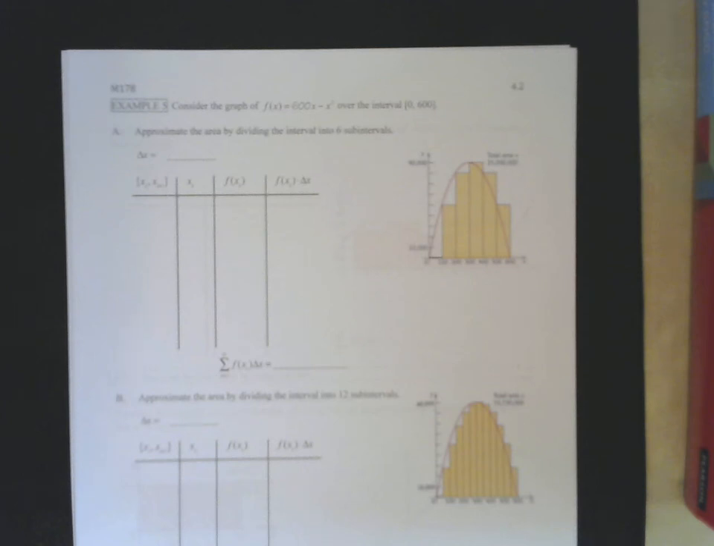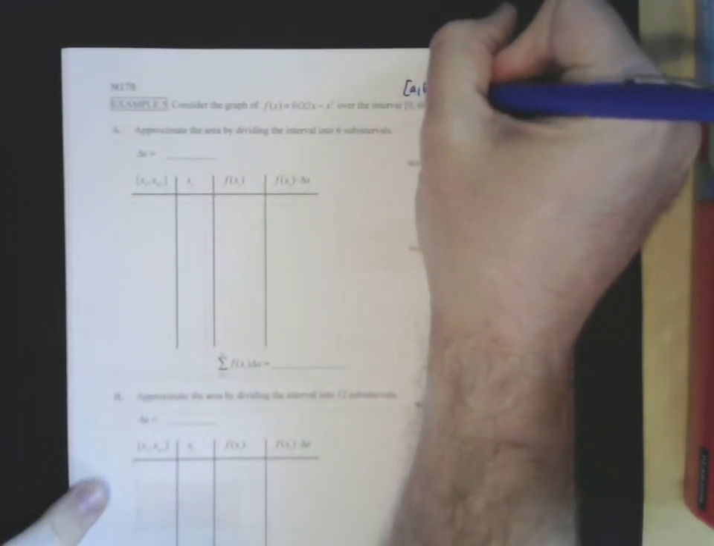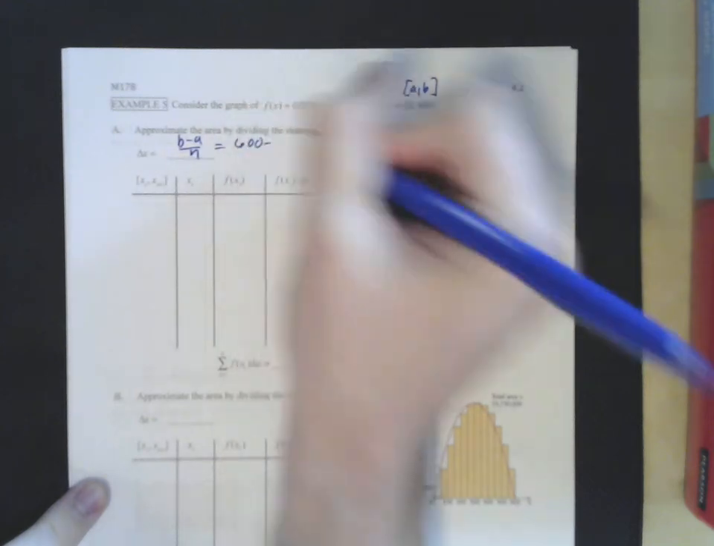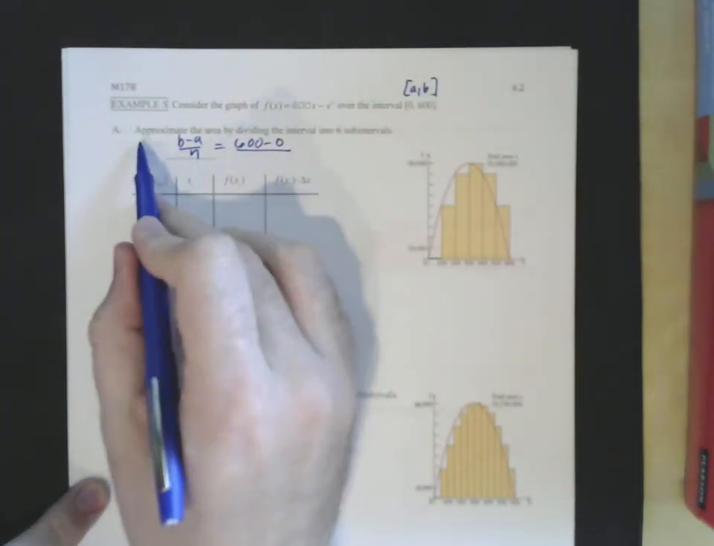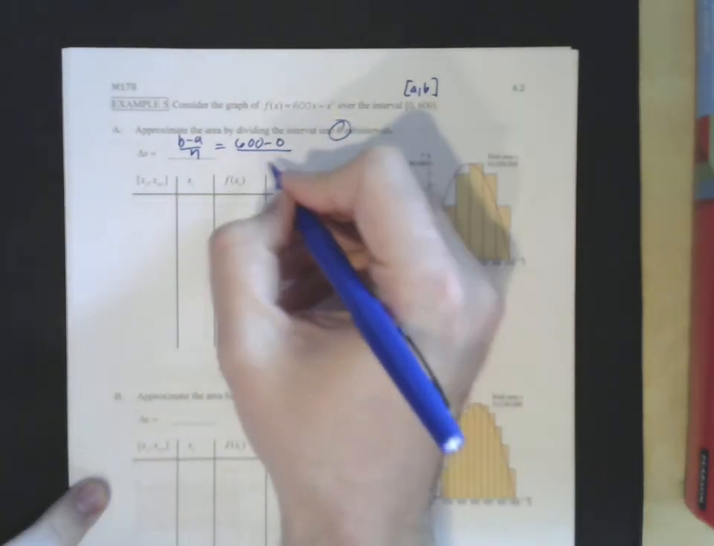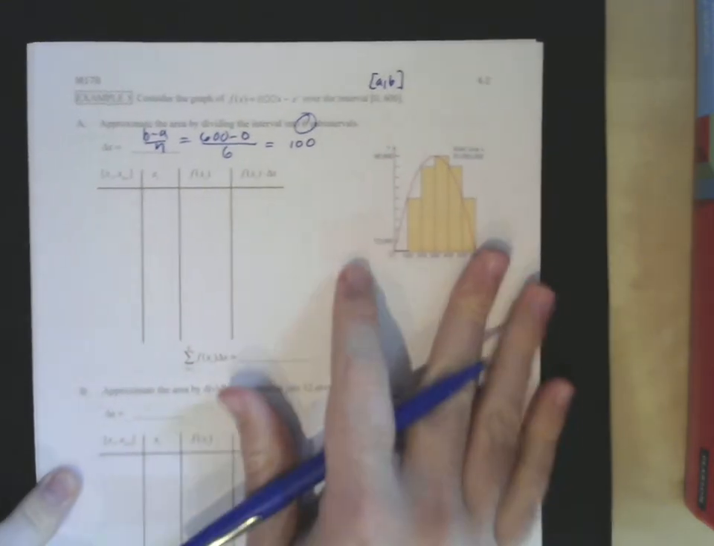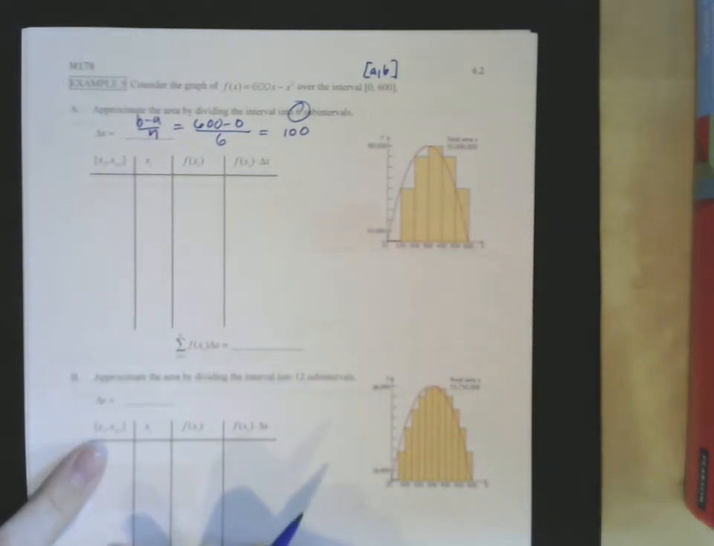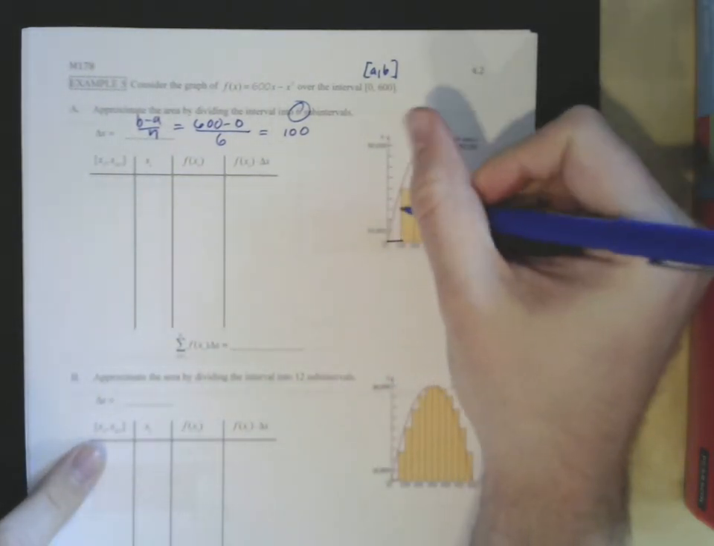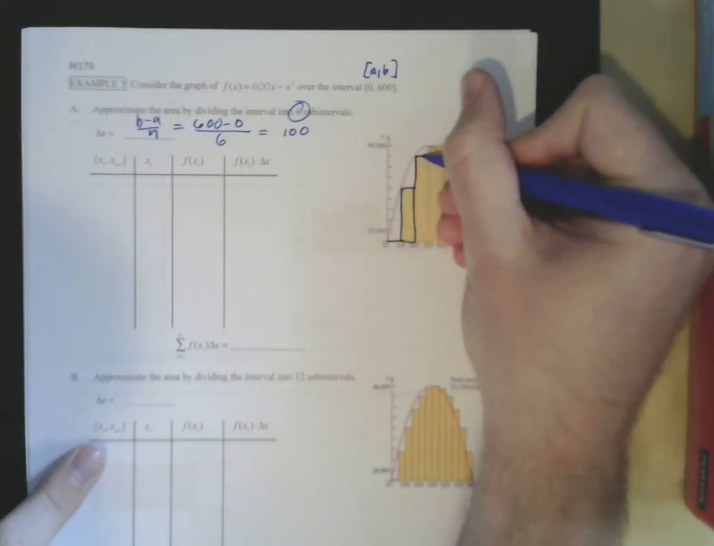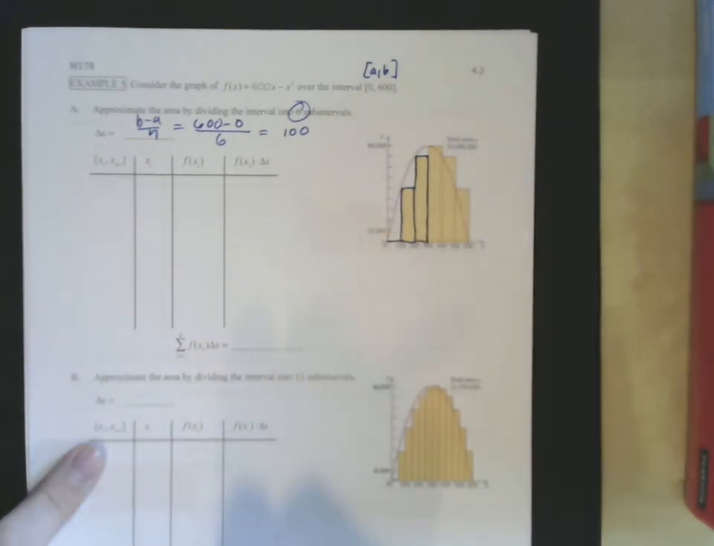So consider the graph f of x equals 600x minus x squared over the interval 0 to 600. So this 0 to 600 is our a to b. So delta x, which is b minus a over n, is 600 minus 0, and we want 6 subintervals. So this is going to be divided by 6, so this equals 100. And I have the graph here, so you can see that already, but we're going to do the calculations as if we didn't. We have 100, and we have another 100, and then we have another 100, and so on and so forth.